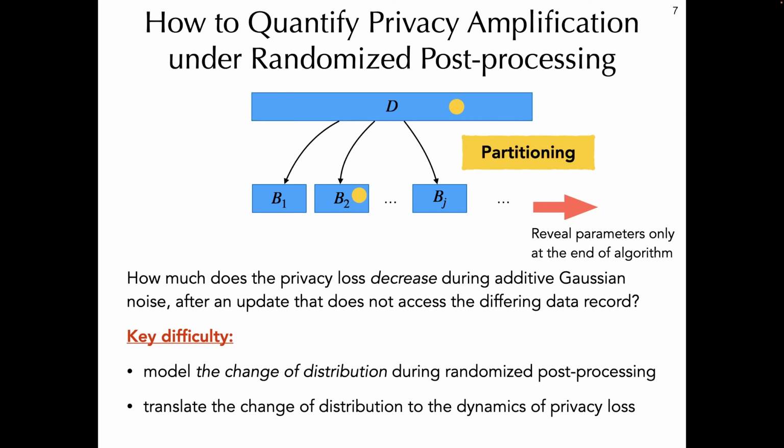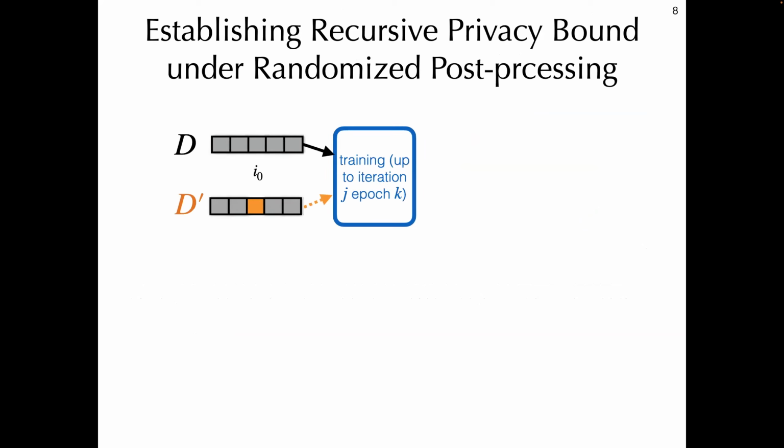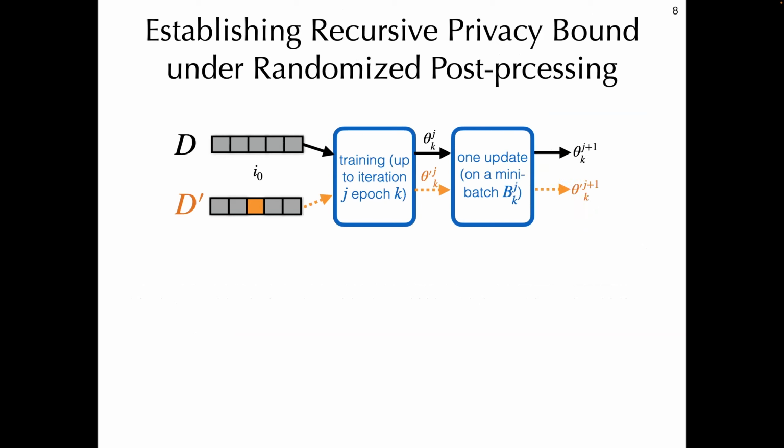So our result for this privacy bound before and after randomized post-processing is that suppose that the training has gone for k epochs and j iterations, and the intermediate models until now is theta kj. Then after one update on a mini batch bkj, we want to quantify how much the privacy loss between the models after the update changes compared to the privacy cost for the models before this update.